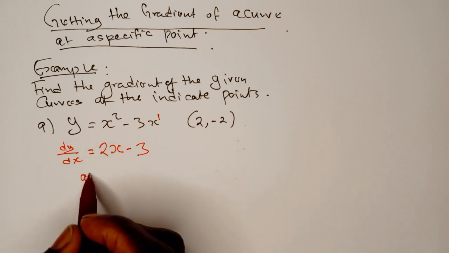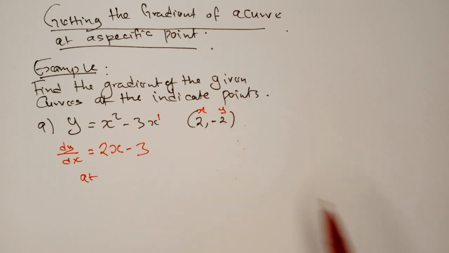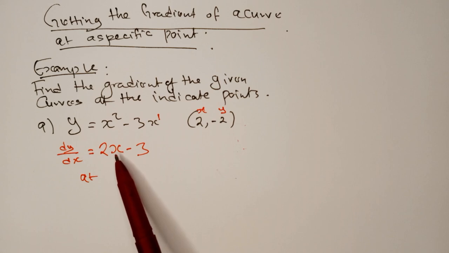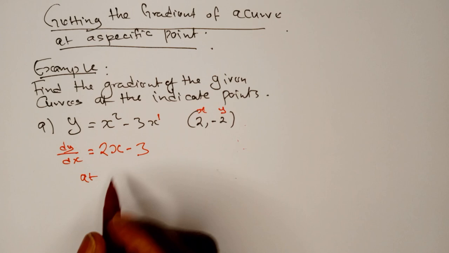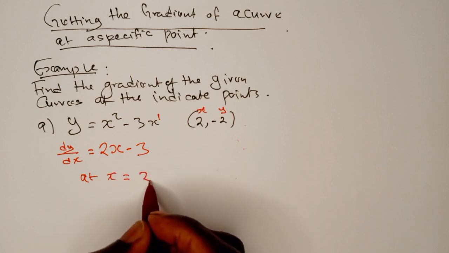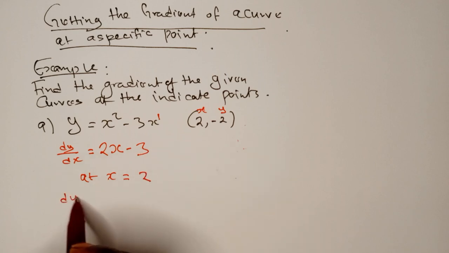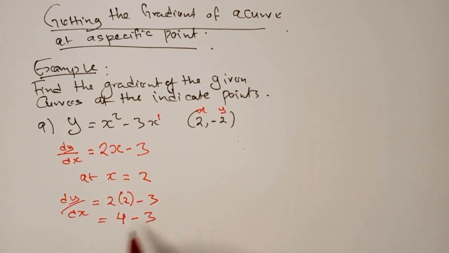Then this is a complete point with x coordinate and y coordinate available, so we only need the one of x because in our gradient function, whatever is missing is x. We need to know what is x, then we know what is dy/dx. So we can say at x is equal to 2. Now if you substitute back in this function, our dy/dx will be 2 multiplied by 2 minus 3. So this will be 4 minus 3, that will be 1. So our gradient at this specific point is 1.